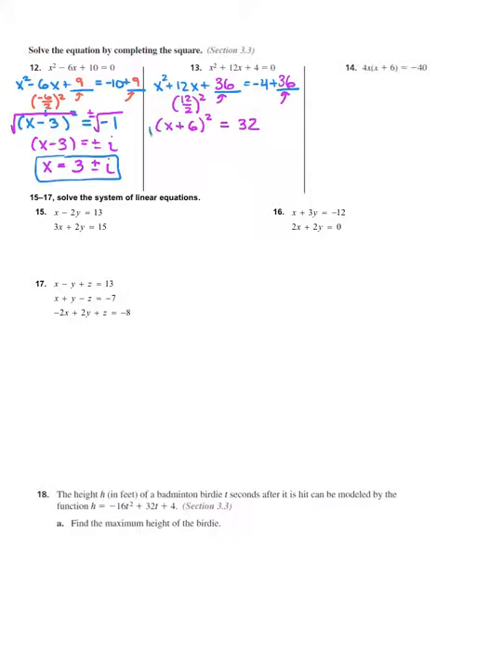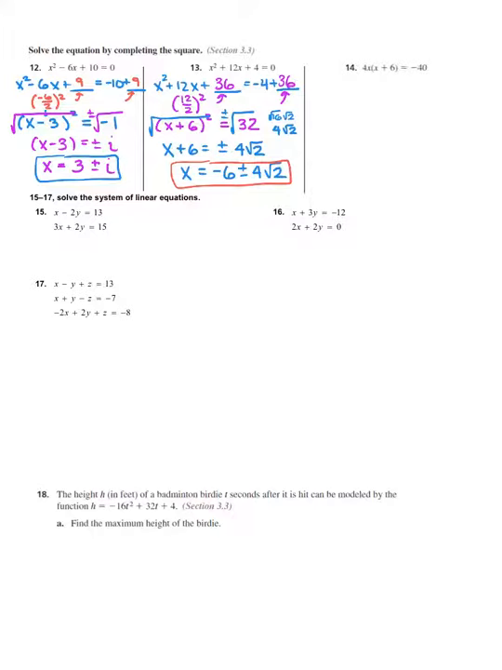Now we're ready to take the square root of both sides. And you want to simplify your radical 32, which remember is 16 times 2. That will become 4 radical 2, with the plus or minus. So we have x plus 6 equals plus or minus 4 radical 2, and we isolate x. So negative 6 plus or minus 4 radical 2. And that would be that answer.